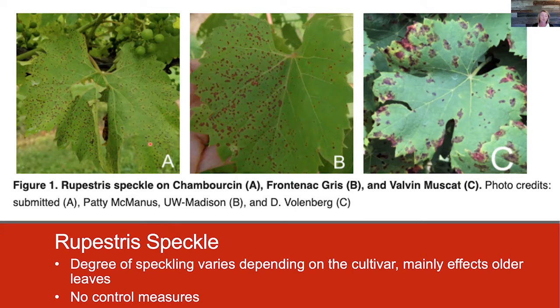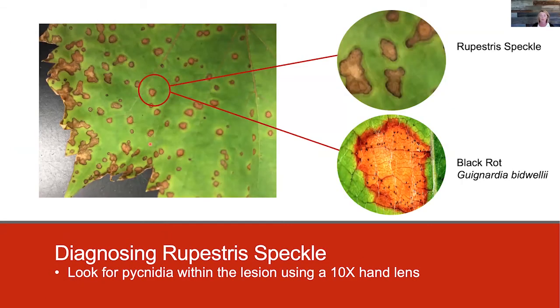And unless it's really severe in the field or in the vines, it generally has minimal impact on the vigor of the plant or on the yield. So one of the main diseases that it's confused with is the fungal disease black rot. And the way that you can determine this in the field is actually fairly simple.